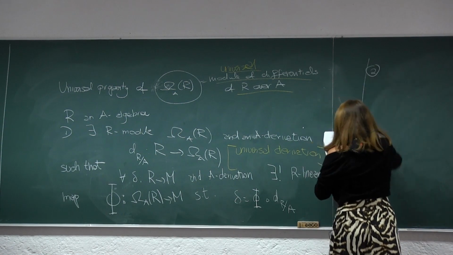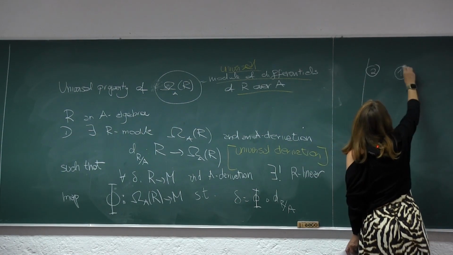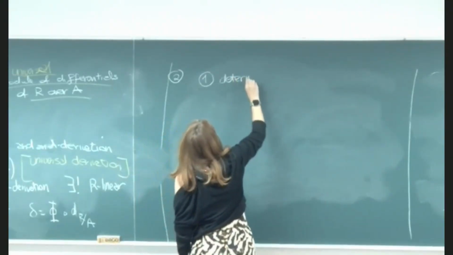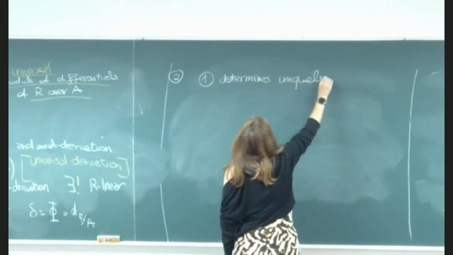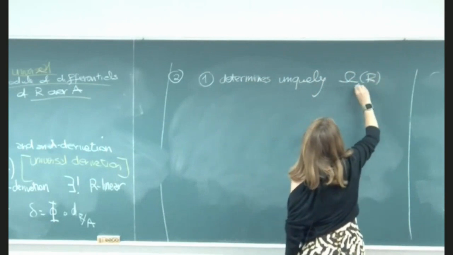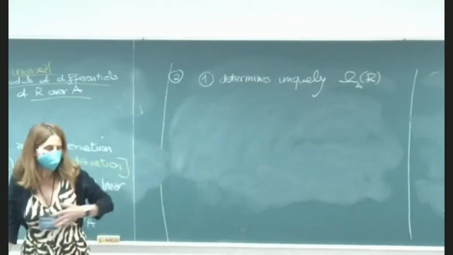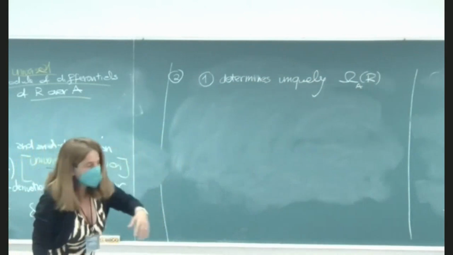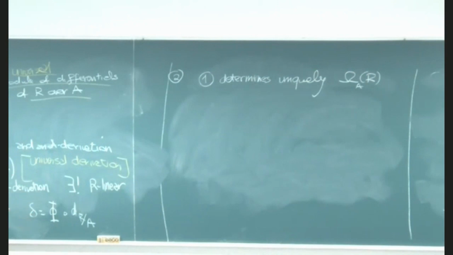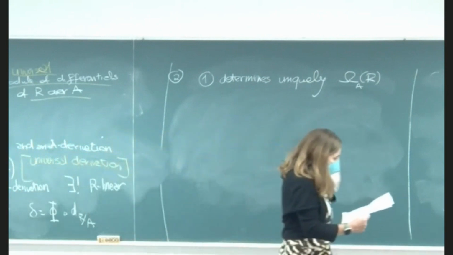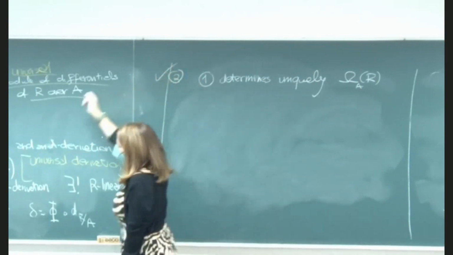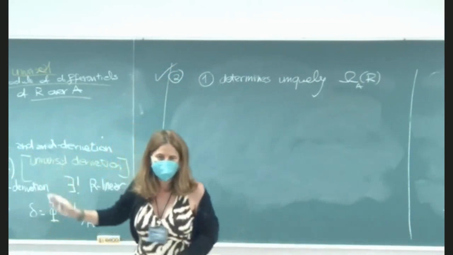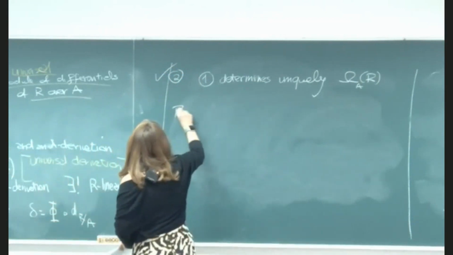Now, part 2 says that part 1 determines Omega uniquely. And this uniquely really means up to canonical R-isomorphism. So if you had another one, there would be an R-isomorphism from Omega to the next one, and there would be a homomorphism from the two derivations in the usual way. Okay? So this is clear. 2 is clear. It is the usual thing that you always do when you have this universal property. So I'm not going to go through it. But what's important is that we prove 1.